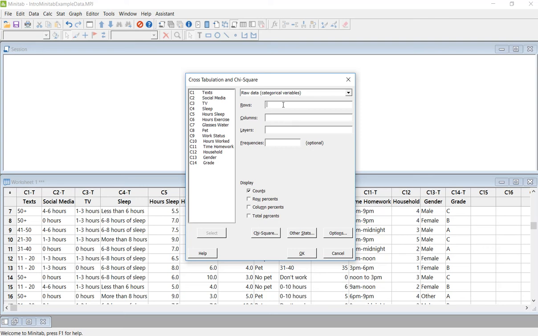For this one, it doesn't really matter which you pick for your row and column, as long as you pick the two categorical variables that you were working with. In this case, I'm just going to do social media here, and then gender there. Like I said, it doesn't matter whether gender was in the row or social media was in the column. They're both categorical. In fact, just a second, and I will show you what the difference is. Initially, I'm just going to show you what it looks like with just the counts.